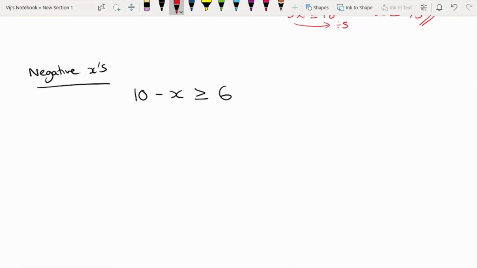Now for me personally, there is a way around this. Whenever you have a negative x, which in this case we have here, what you want to do is take it to the side to make it positive. So if I take that x over to the side, and whenever I take it to the side I've got to do the opposite, then what I end up with is 10 is greater or equal to 6 plus x.